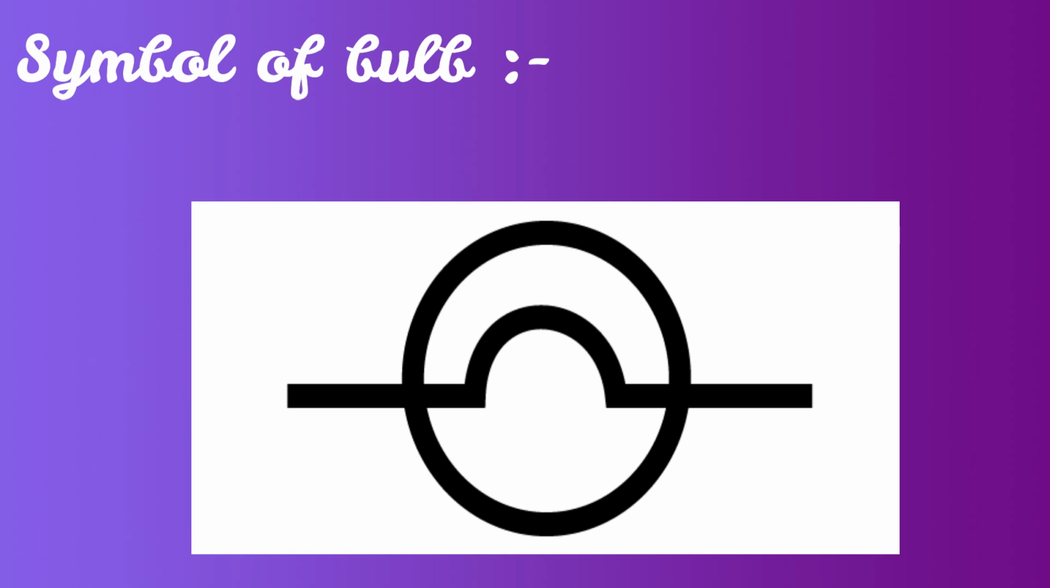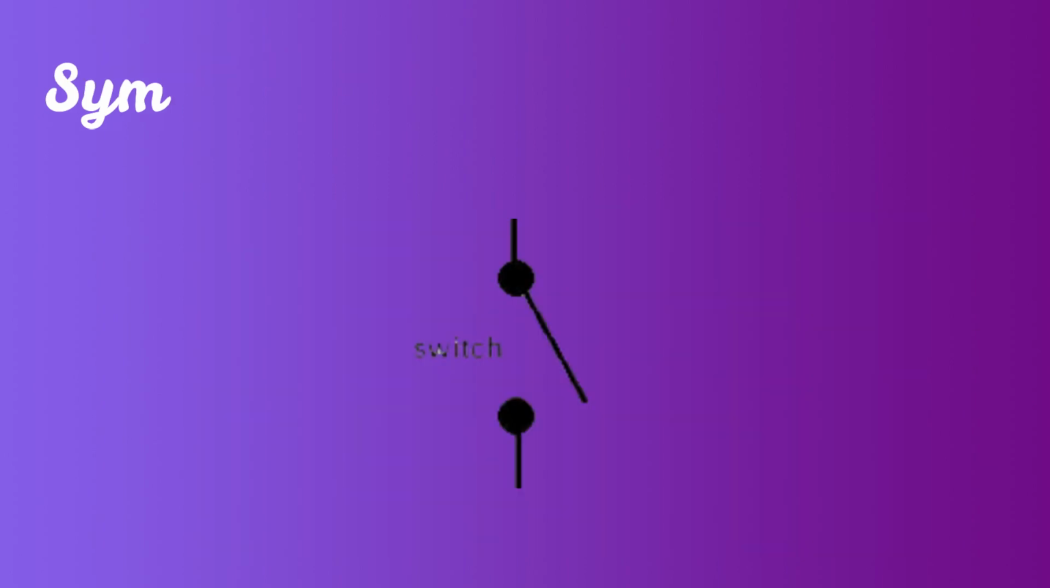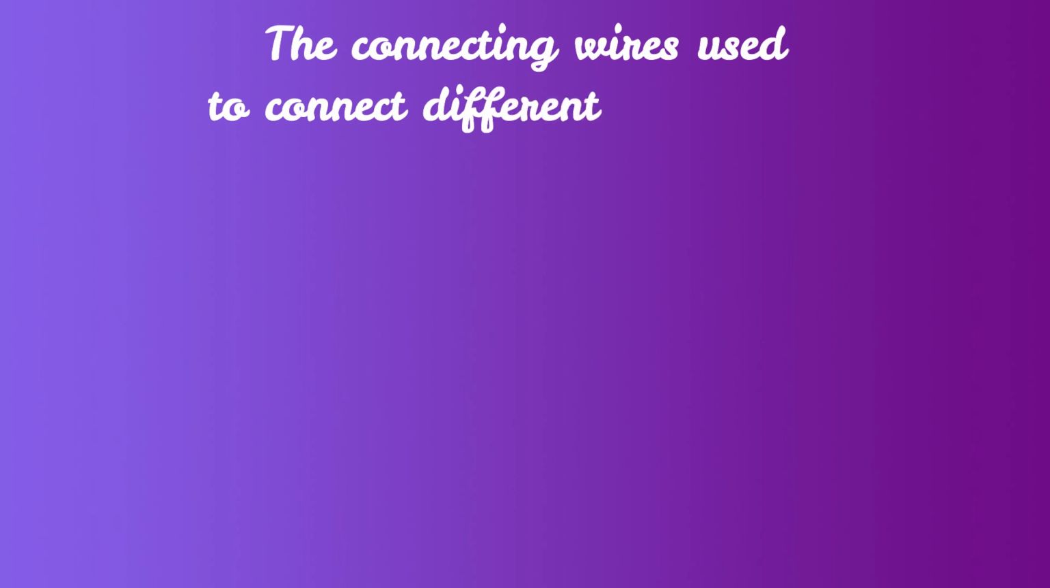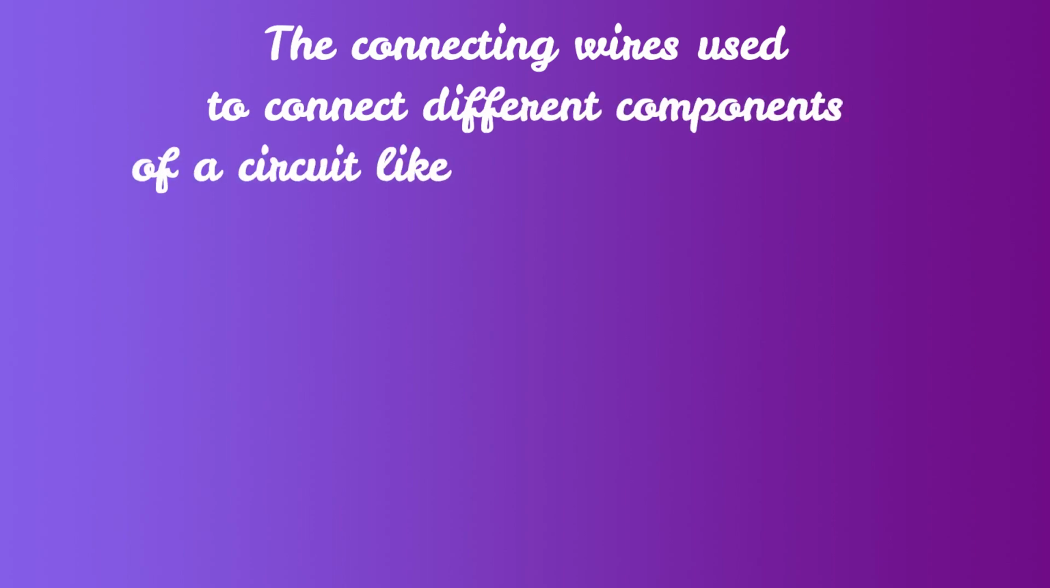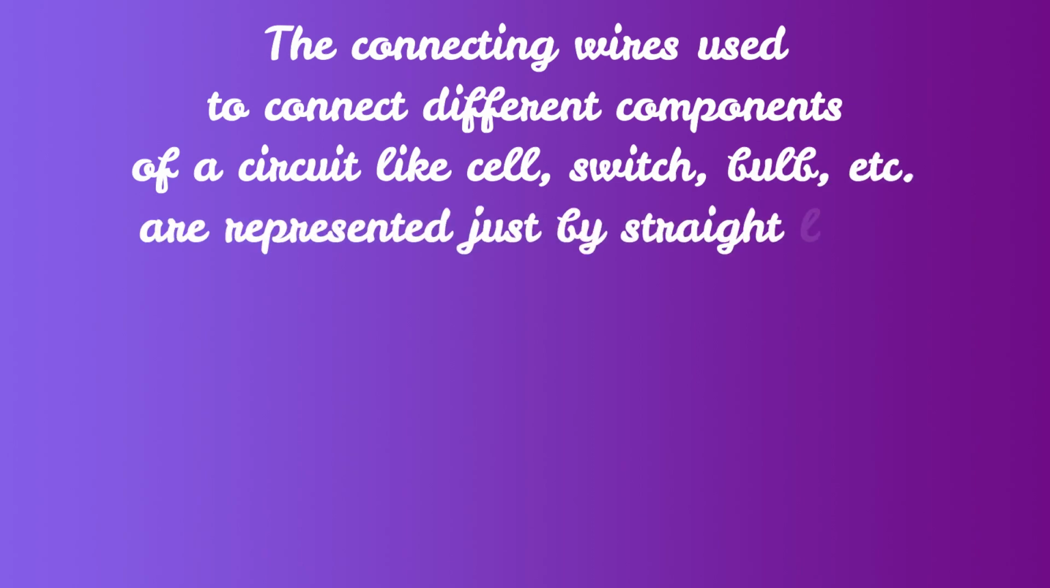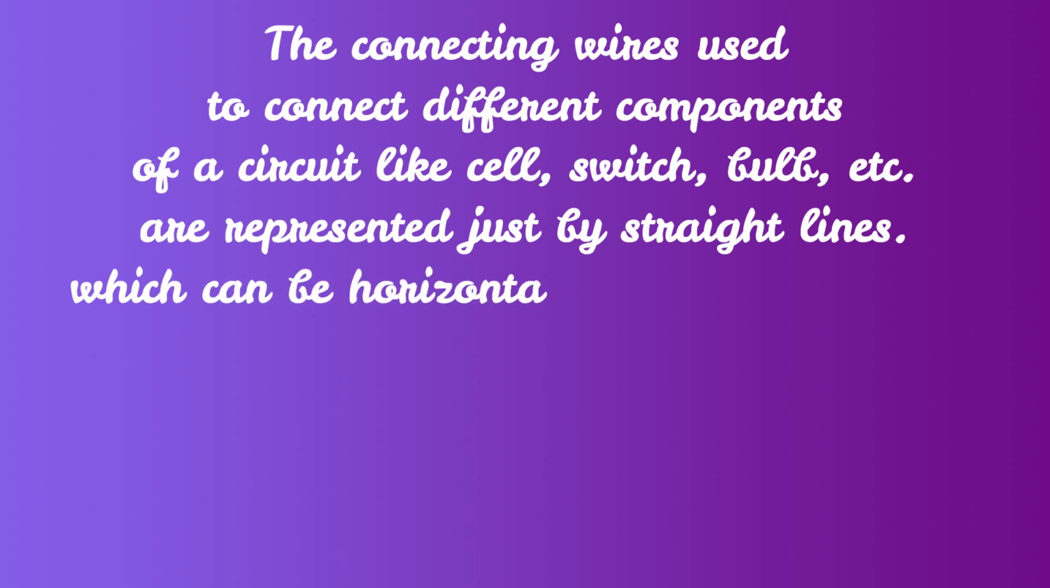The symbol of an electric bulb consists of a circle having a semicircle inside it. That represents the filament of the bulb. The switch is a device which is used to make or break an electric circuit. Please note that a switch is sometimes also called a key. The connecting wires, which are used to connect the various components of a circuit like cell, switch, bulb, etc., are represented just by drawing straight lines. These straight lines can be horizontal as well as vertical.